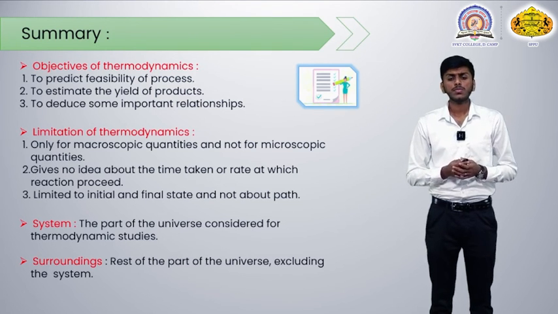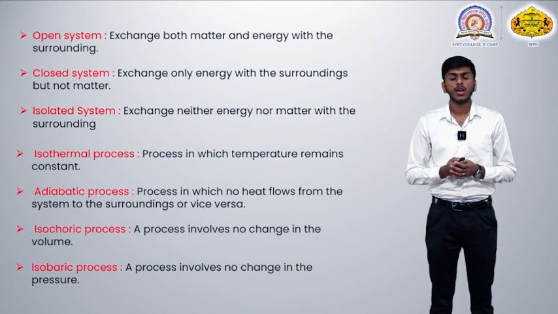Then we discussed some important terms such as system and surroundings. The system is the part of the universe considered for thermodynamic studies. The surroundings is the rest of the universe excluding the system. Open system exchanges both energy and matter with the surroundings. Closed system only exchanges energy with the surroundings and not matter. The isolated system, an example of which is a thermoflask, exchanges neither energy nor matter with the surroundings.